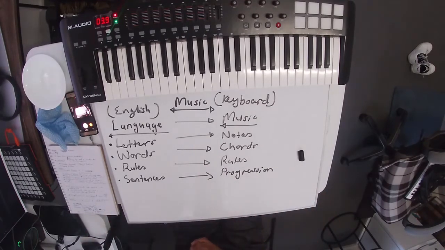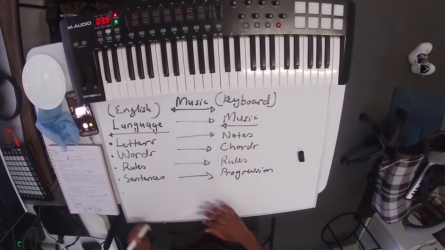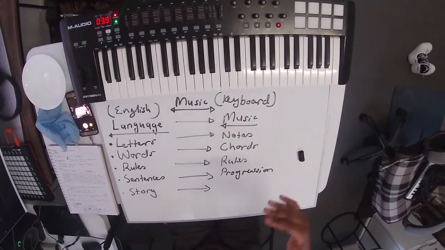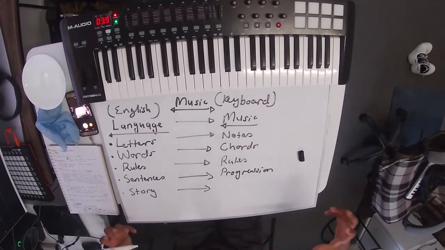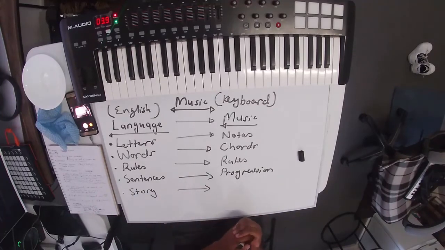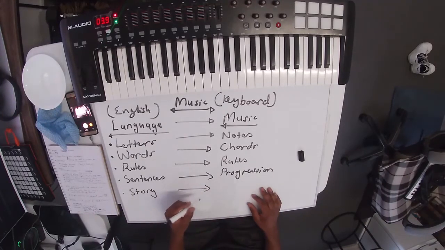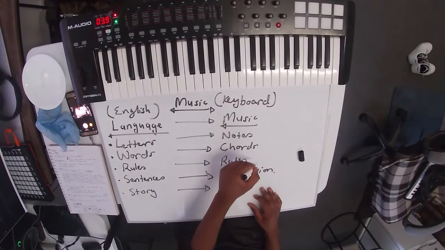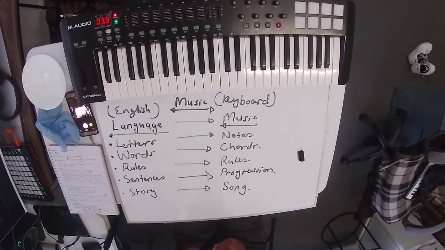And then finally, when you've got a group of sentences, you have a story that you're trying to tell, which is an overall idea, a journey to say this happened and then that happened and then that. So you're conveying a story. In the same way, when we have a story in English, in music we'll actually have a song.